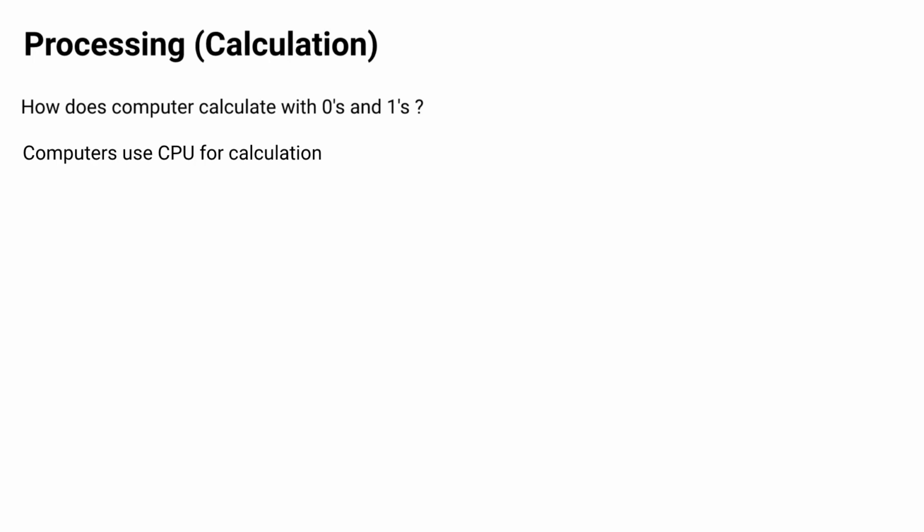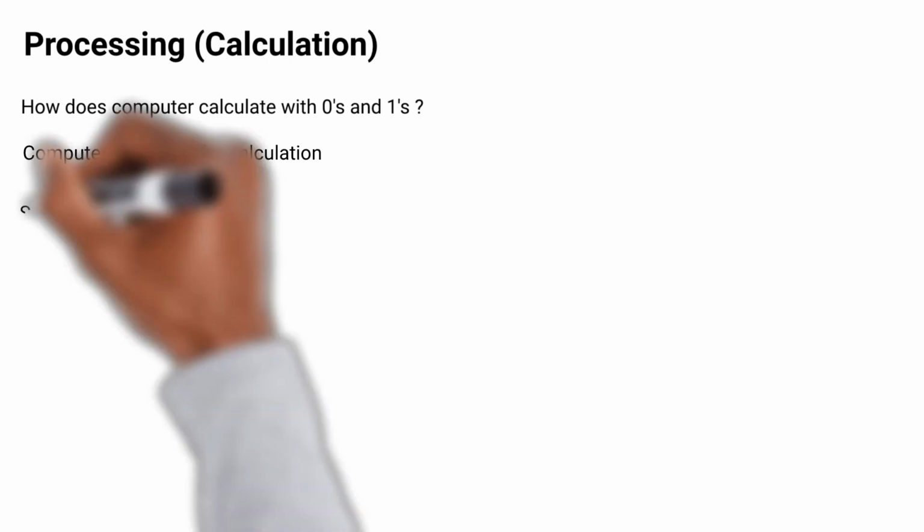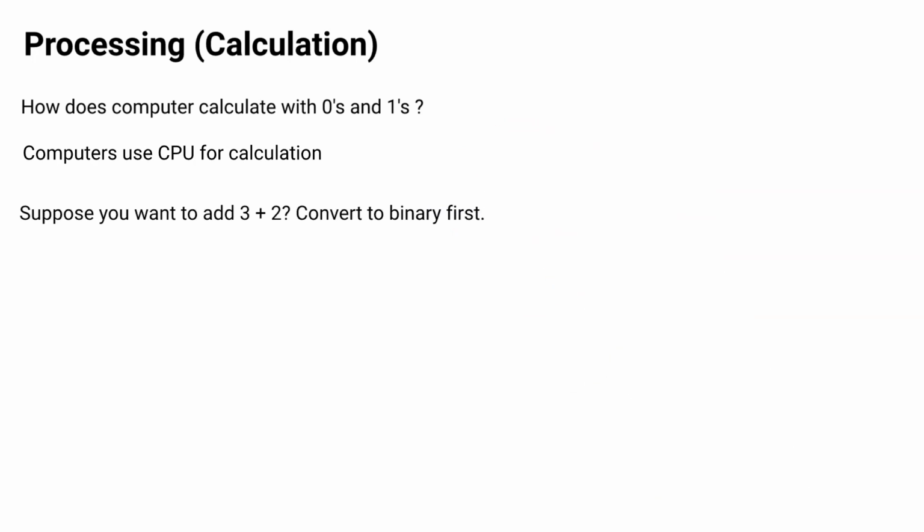So let's say we want to add 3 plus 2 together. You remember we first need to convert 3 and 2 to binary, because the input we convert it. So 3 is this binary, 2 is this binary. Then we do the calculation of adding those binary numbers together. Then we have the result, and this is the result. The result is going to be 5, right?